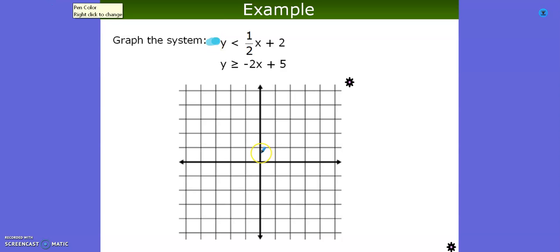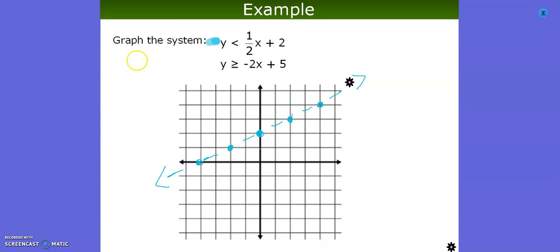So I've got +2, my y-intercept, and my slope is 1/2. I rise up 1 over 2, up 1 and over 2, down 1 and to the left. There we go. It's a less than symbol, so I'm going to use just dashed, not solid here. Arrows on either side. And I can decide on my shading.